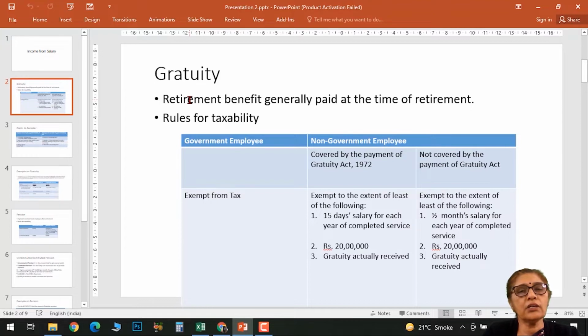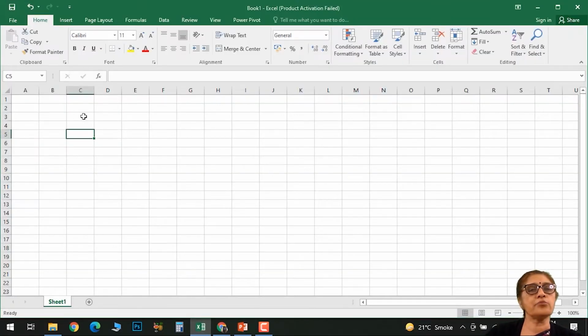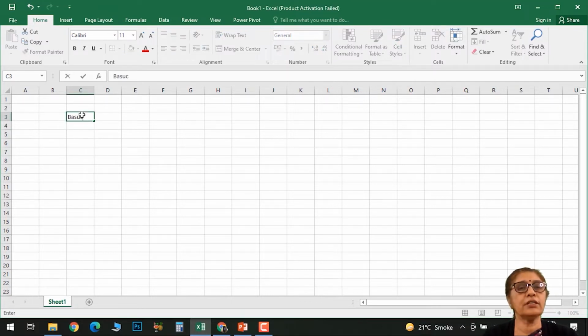Similar to what we did in case of leave salary, where you first take the amount that you receive and then deduct the amount exempted from that, in gratuity also we shall first include the amount of gratuity in salary and then give exemption. So let's take a case to hypothetically understand the method of taxing the gratuity.